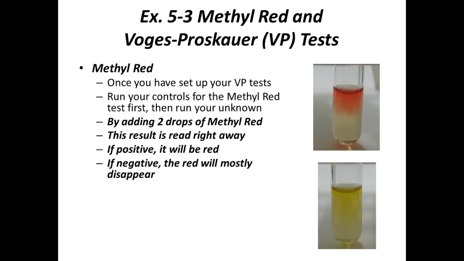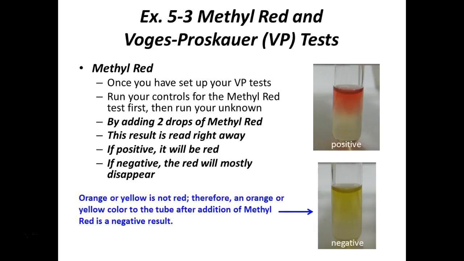Okay, for the methyl red test, this is just a pH test. So this one we could read immediately, right? Where the other one we had to wait for a chemical reaction to happen. So this one we added 2 drops of the methyl red. Red is positive, right? And if the red disappeared, right, if it became yellow or orange, it was negative.